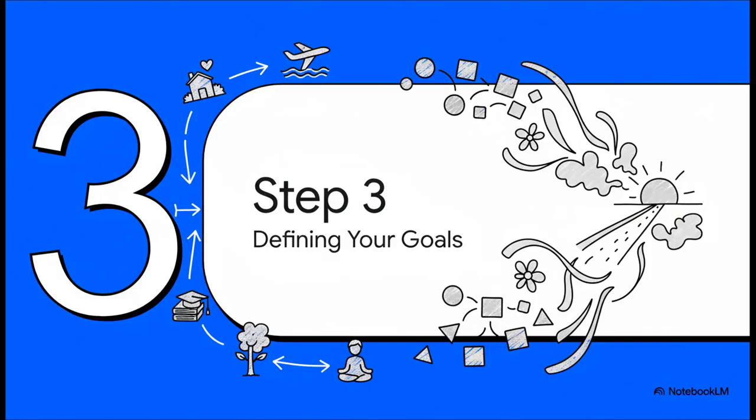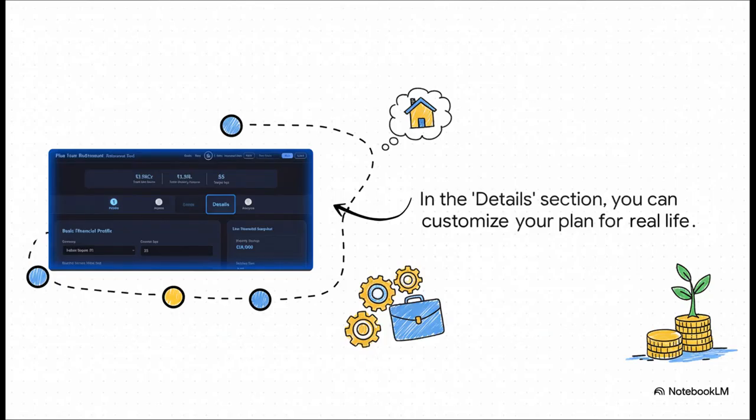Okay, on to step 3, and this is where the plan really becomes yours. We're moving away from just the numbers and getting into your actual life goals. Now, we're going to click on the Details tab. This is such a crucial step because this is where you customize the plan to account for real life. Your ambitions, your responsibilities, your dreams. This is the stuff that makes it your plan, not just some generic calculation.